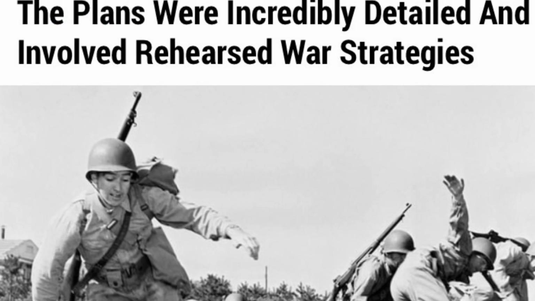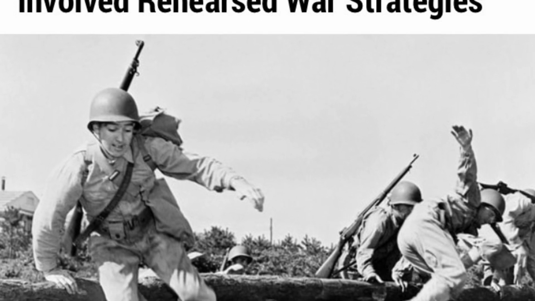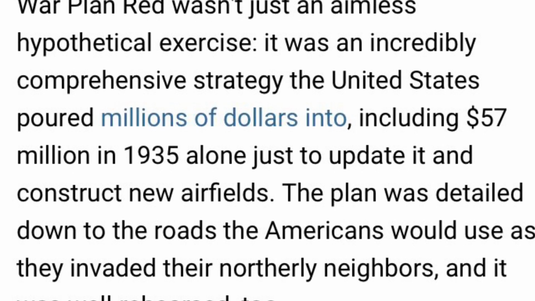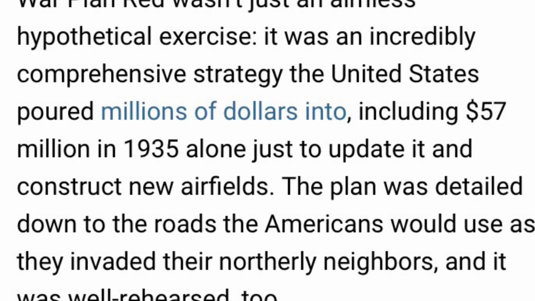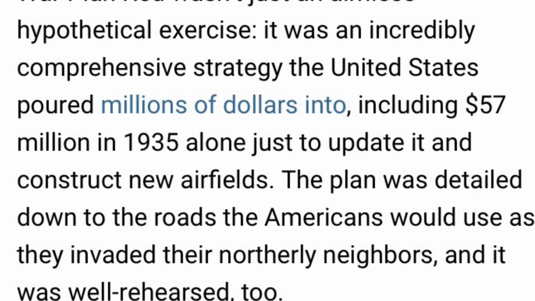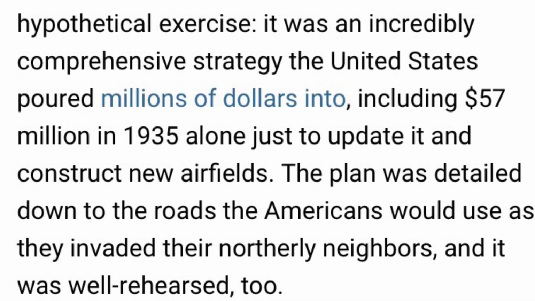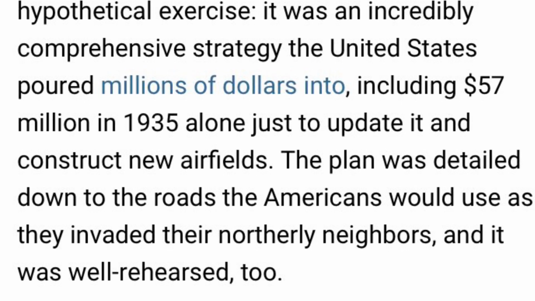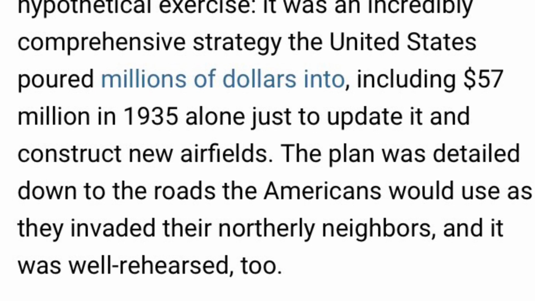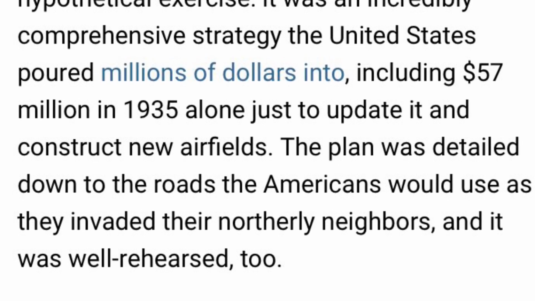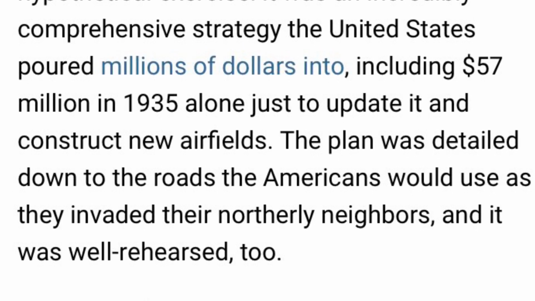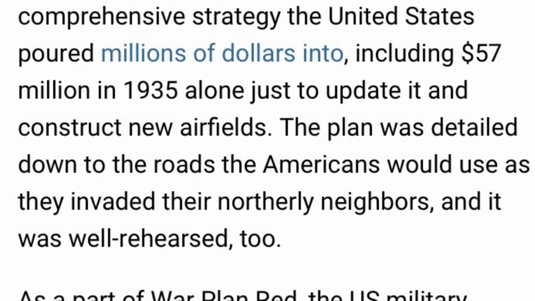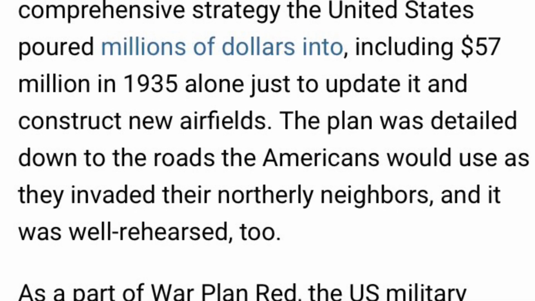The plans were incredibly detailed and involved rehearsed war strategies. War Plan Red wasn't just an aimless hypothetical exercise. It was an incredibly comprehensive strategy. The U.S. poured millions of dollars into it, including $57 million in 1935 alone, just to update it and construct new airfields. The plan was detailed down to the roads Americans would use as they invaded their northern neighbors, and it was well rehearsed too.